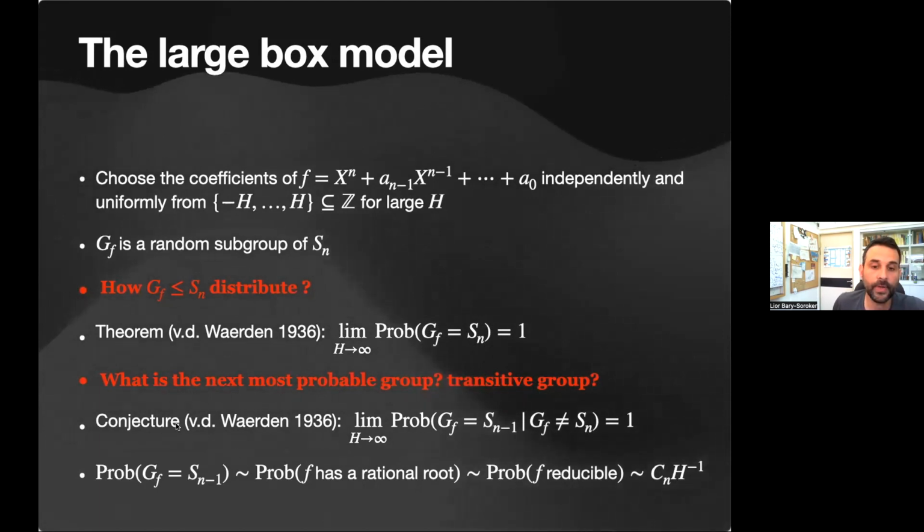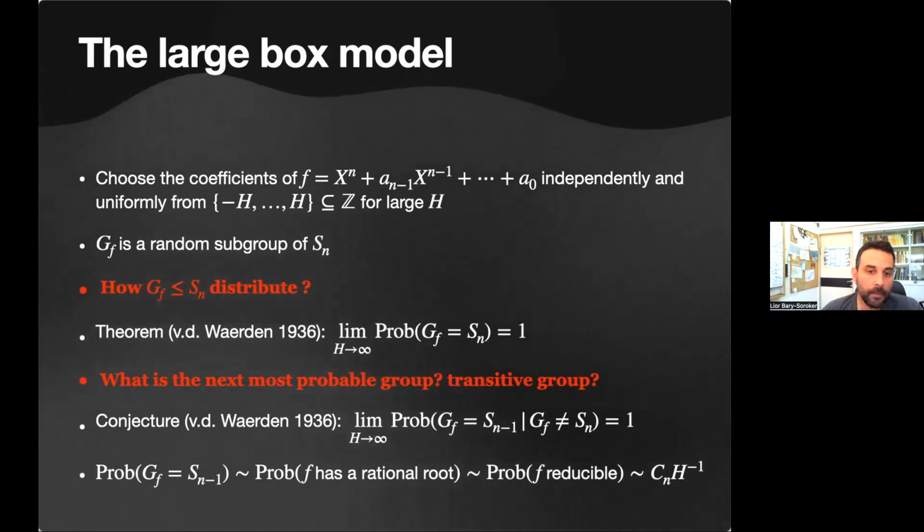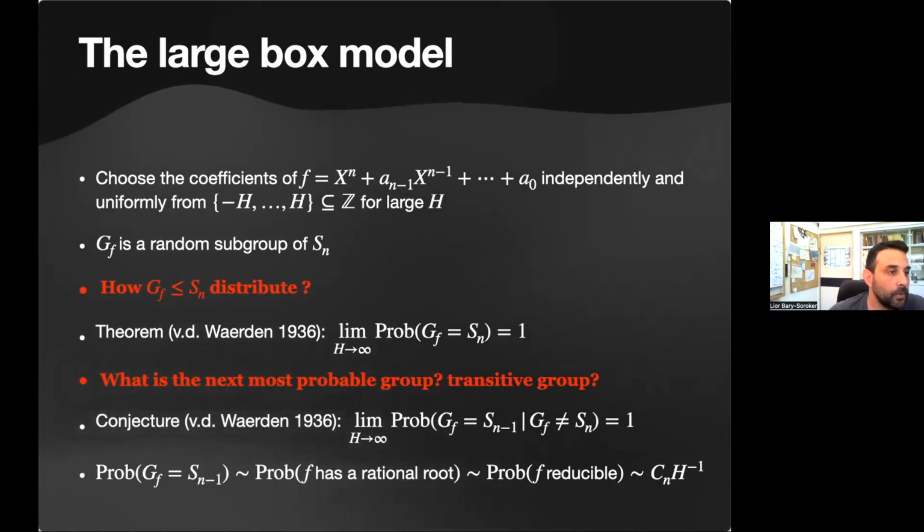And the question of van der Waarden was, is there a group that appears with higher probability, that there are more polynomials that give you that group? And he conjectured that the answer is no. The problem is, how do you check it? I mean, okay, maybe you can prove it, but how do you check it? So one way today, maybe not in 1936, is to run numerics.